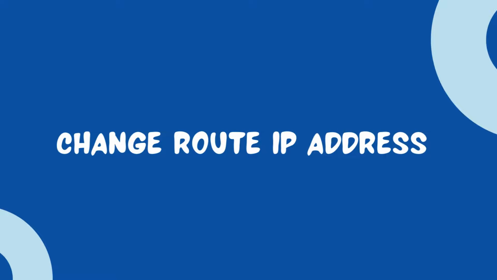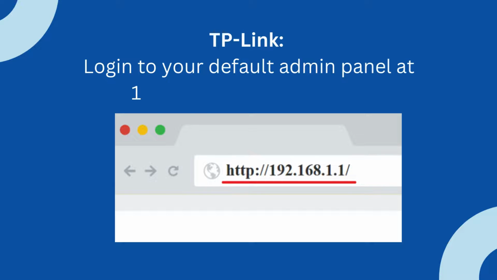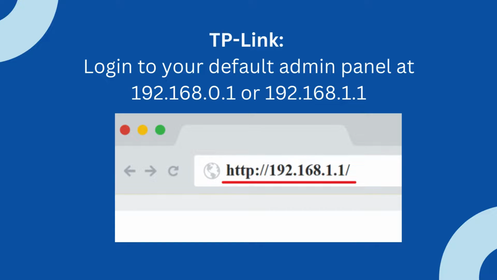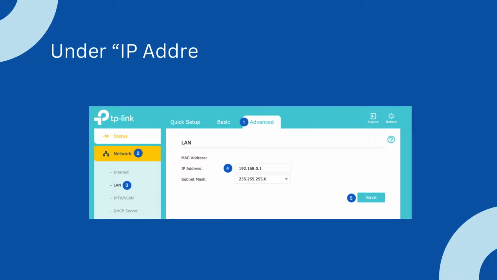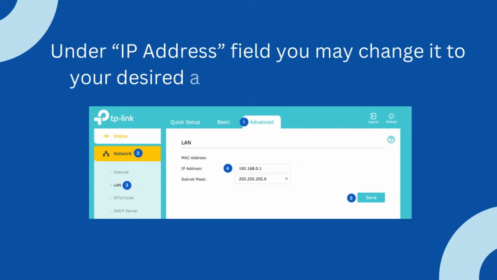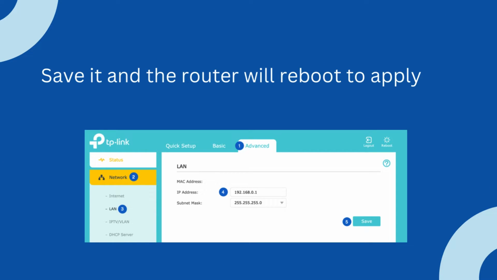Change router IP address. TP-Link: log into your default admin panel at 192.168.0.1 or 192.168.1.1. Go to Advanced Settings, Network, LAN. Under the IP address field, you may change it to your desired address, such as 192.168.1.2. Save it and the router will reboot to apply the changes.